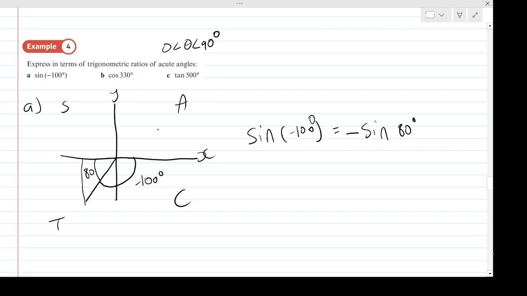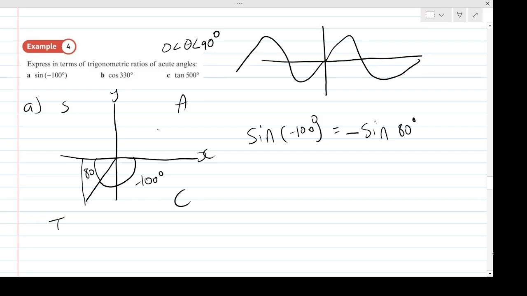So this is what I mean by the idea we can break down larger, weirder, complicated angles into smaller ones, in this case by using this CAST diagram, okay? Now we can confirm this by looking at the sine graph to make it make sense. So let's draw a sine graph then. There we are. So sine 80, well 80 is going to be like there, right? And minus 100, well this is going to be minus 90, so minus 100 is going to be a bit off to the side of it there, right?